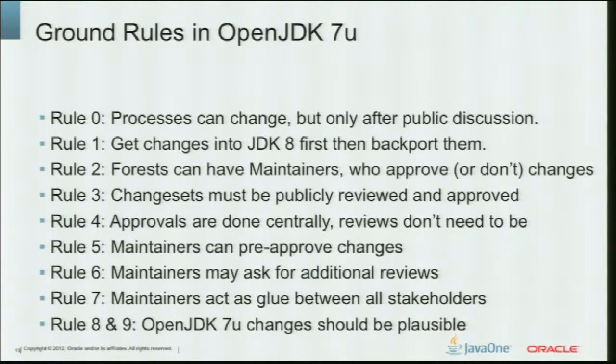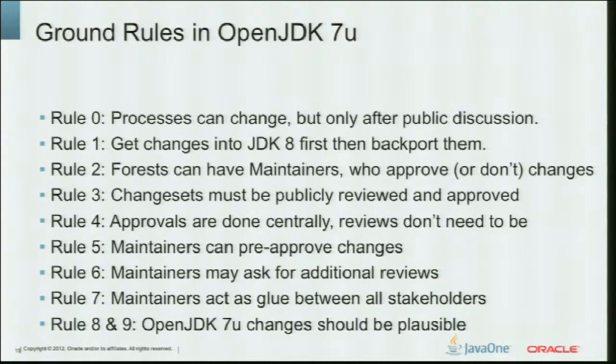And for Rule 3, changes coming into 7 updates, we want these changes to be publicly reviewed. We want to profit from having many eyes looking at code being backported. And the approvals for these changes also have to happen in the open. That ensures that everybody knows when somebody's proposing a fix, whether that fix actually is approved for 7 updates or not. Right? So that doesn't happen behind closed doors. The approval for a fix happens in the open.